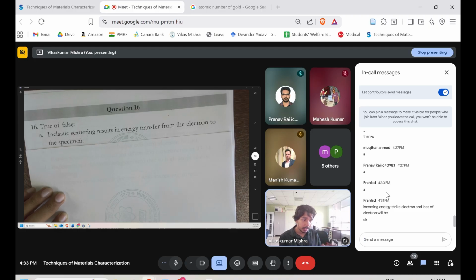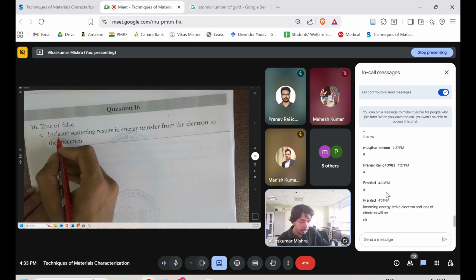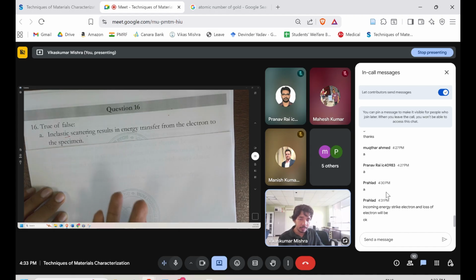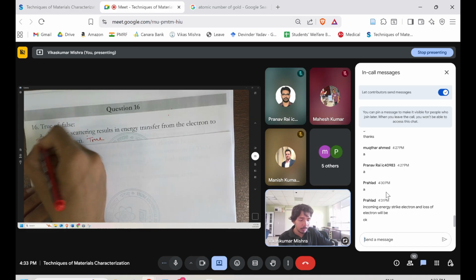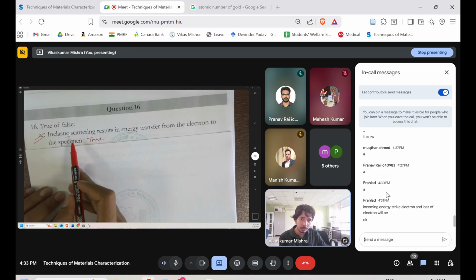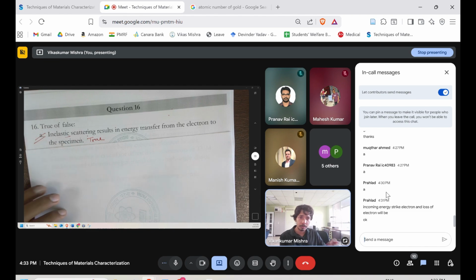Yes, it will be. Inelastic means that we are losing some energy. Where is that energy going? It's going to the specimen itself. So the answer is true. We'll find out about this particular question, this first option, in detail in upcoming weeks.